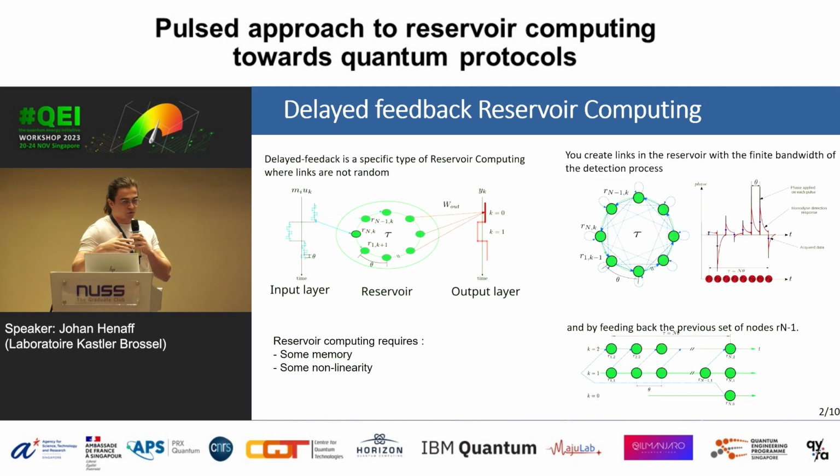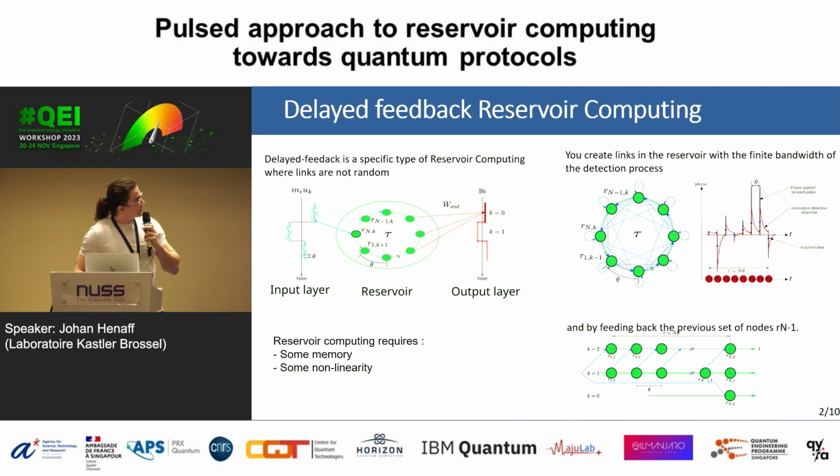To create these links, you have two means to do that. You can use the limited bandwidth of your detection system. Basically, when you read the node at time step n, you're still in the transient state induced by the node at time step n-1. And so the information in the node at n-1 will be carried over to the node at time step n. This is the first means. The second thing you can do is just have a feedback, so you inject the data of a given node back with the information you are encoding in the new node. This is the two main ways of creating memory and links in your reservoir.